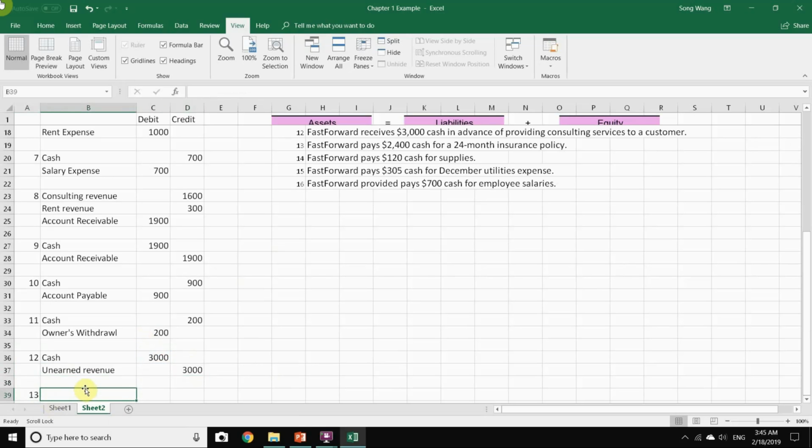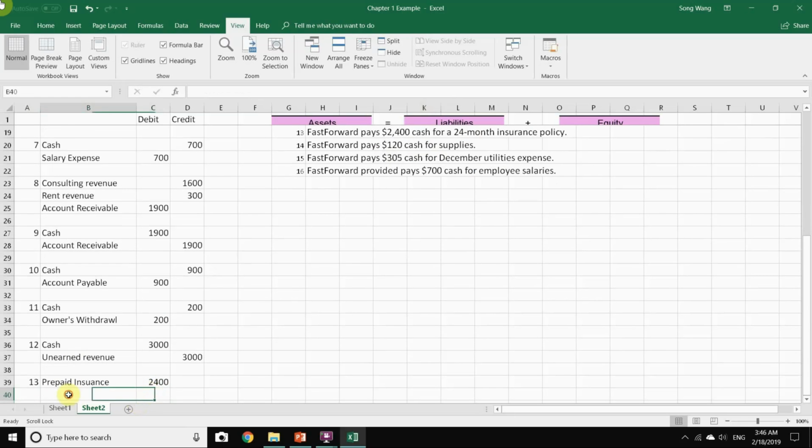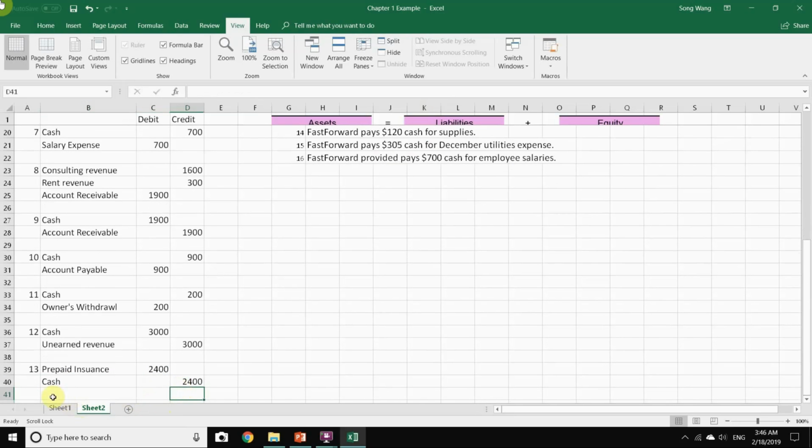Number 13, the company pays $2,400 cash for 24 months insurance. So this is about prepaid insurance, which is an asset. And when assets increase, that is a debit. And your cash got reduced because of this. So your cash should have a credit for that deduction. All right. And then I'm going to just edit it right here.